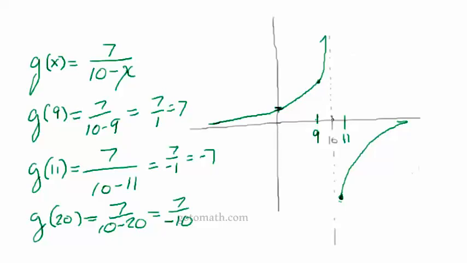So this is important. As we get closer and closer to 10 from the left-hand side, it's going off to positive infinity. And as we get closer and closer to 10 from the right-hand side, it's headed down towards negative infinity. That's the reason we're talking about these asymptotes right now, because we're going to be finding the limit soon, the limit of this function as x approaches 10 from the left and then from the right and so forth. Alright, so there you go.